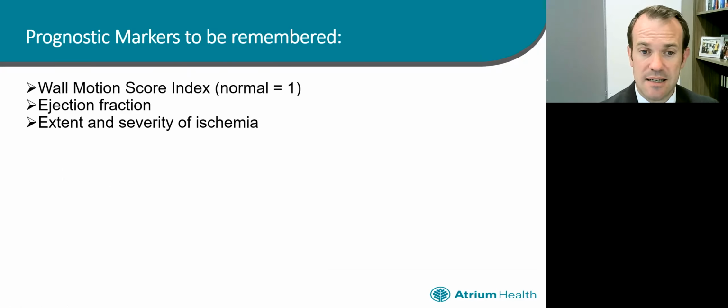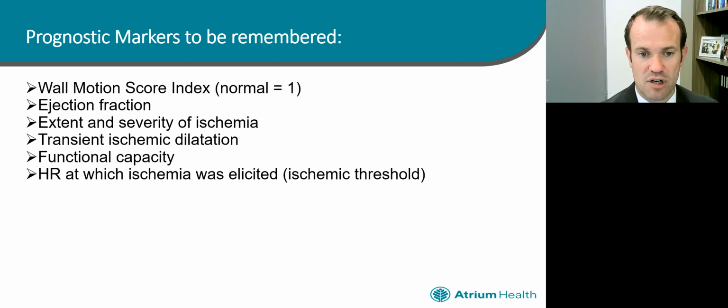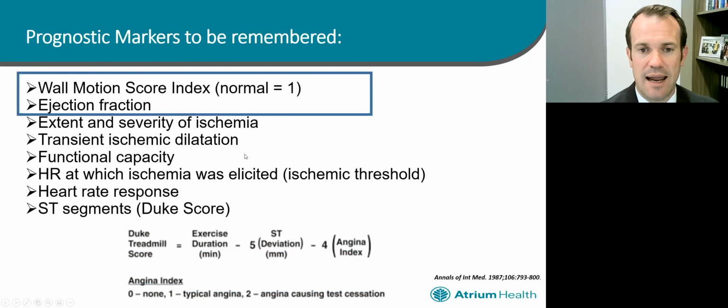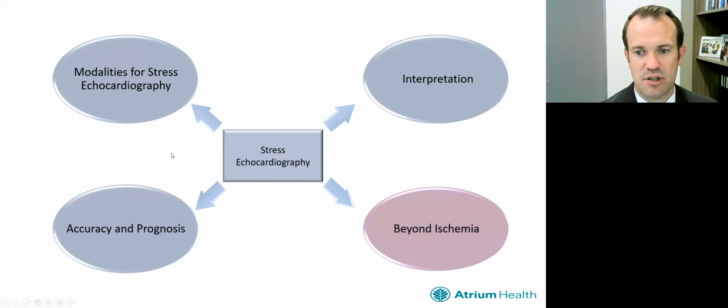Ejection fraction at rest and with stress, a reduction in ejection fraction at rest or stress, is a bad prognostic marker. The extent and severity, in other words, the number of segments that are ischemic, if there's transient ischemic dilation, a poor functional capacity, the early ischemia at a low heart rate or ischemic threshold are all poor prognostic features. Heart rate response and the ST segment response and the Duke treadmill score is obviously something that I've put in here because it's possible to be examined. But really, the most robust prognostic markers are this wall motion score index and ejection fraction.